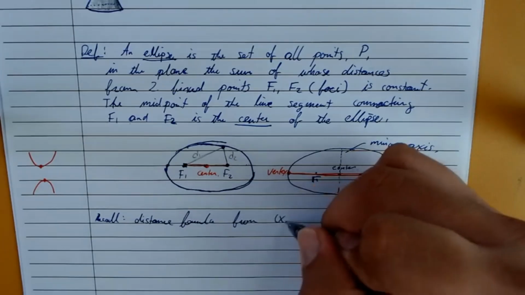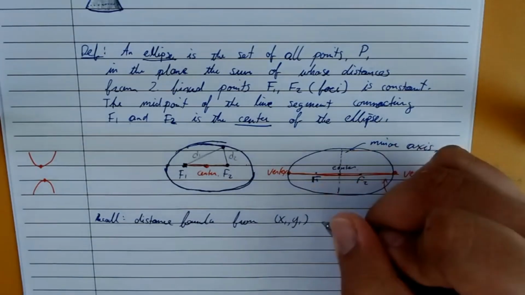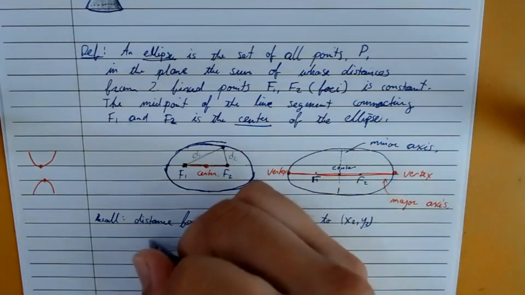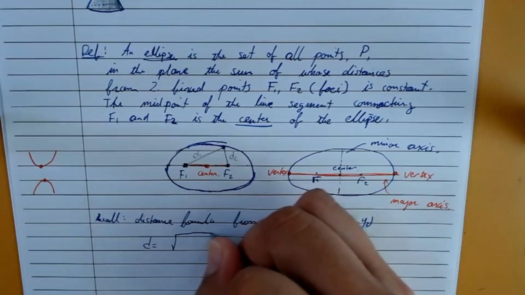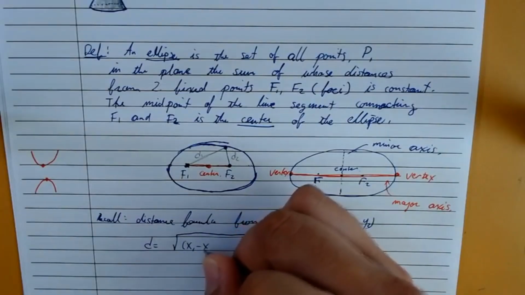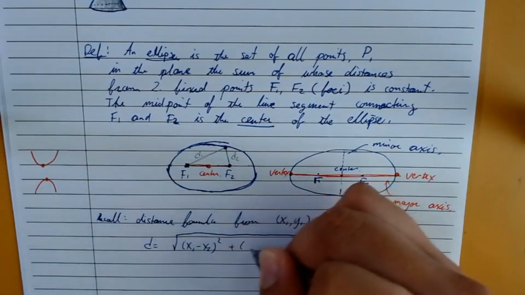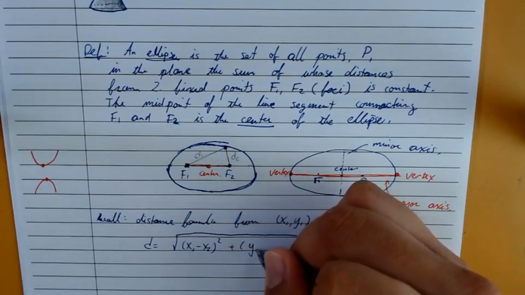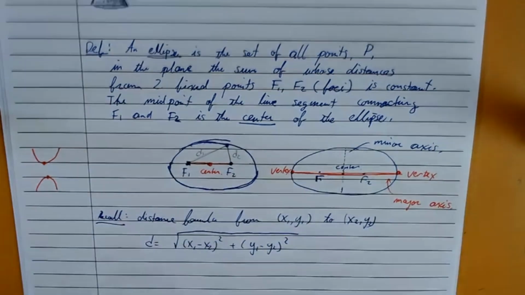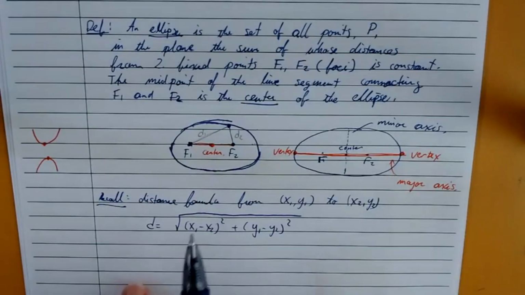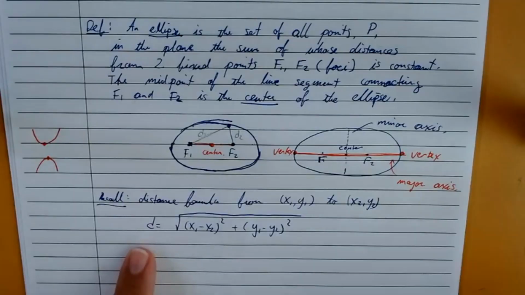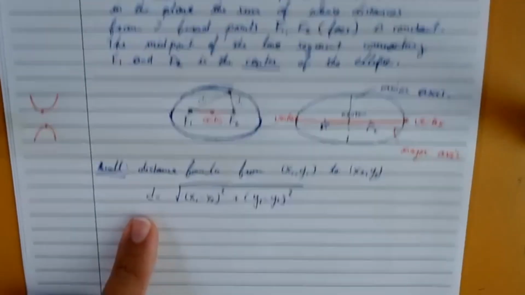From some point x1, y1 to some point x2, y2. Then the distance is equal to the square root of the difference in the x values squared plus the difference in the y values squared. So recall the distance formula. And now let's see how we can use that distance formula to make this description into an equation. Let's begin by putting this on a coordinate axis.